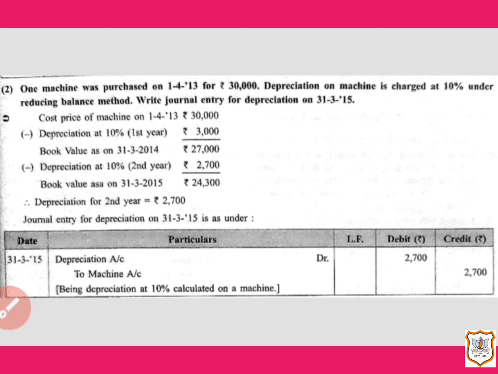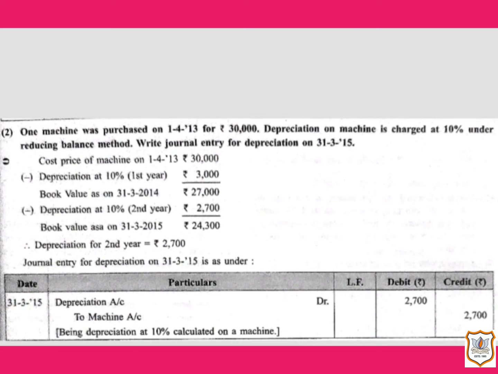So here on rupees 30,000, that is the cost price of machine, if we calculate depreciation at 10%, that comes to 3,000. So here depreciation for the first year is rupees 3,000. And if we deduct 3,000 from cost price of machine, that is 30,000, we will get 27,000. 27,000 is the book value as on 31st March 2014.